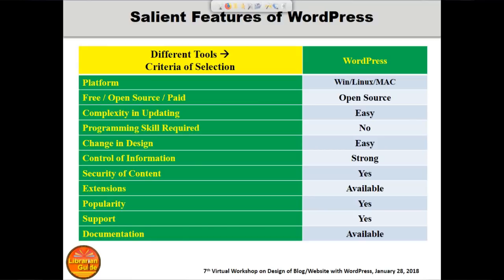Also, I'm going to talk about WordPress, it supports cross platform. I mean to say that WordPress can be installed on Windows. It can also be installed on Linux as well as Mac. The content management system WordPress is open source, and updating is very easy. It does not complicate the updating part.